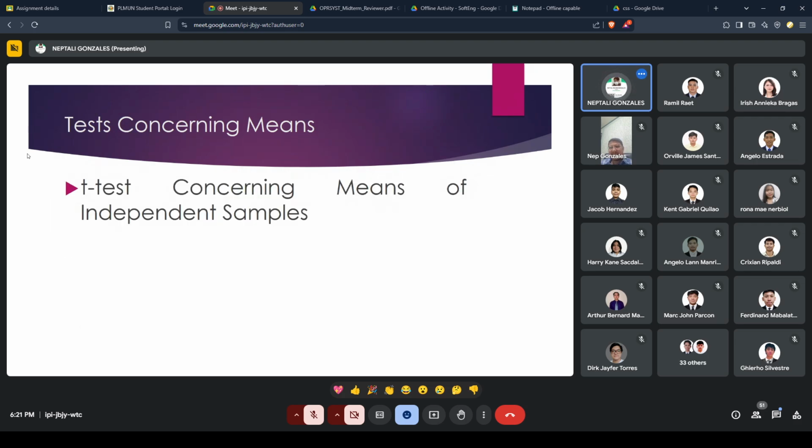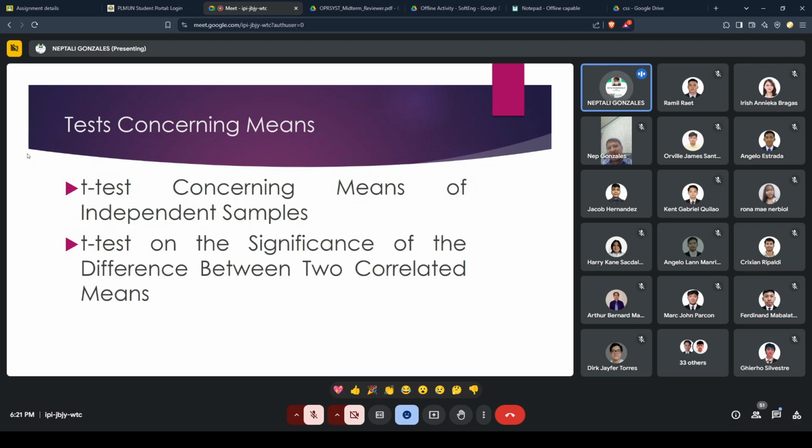Another one is the t-test concerning means of independent samples. If you have independent variables, meaning that the variables can stand alone, we can use the t-test concerning means of independent samples. There is also another statistical tool, the t-test on the significance of the difference between two correlated means.